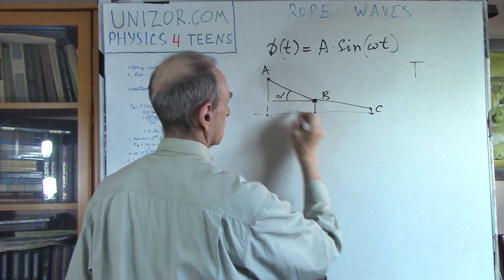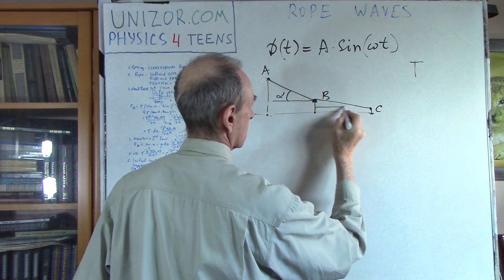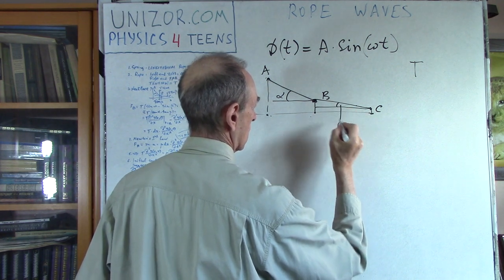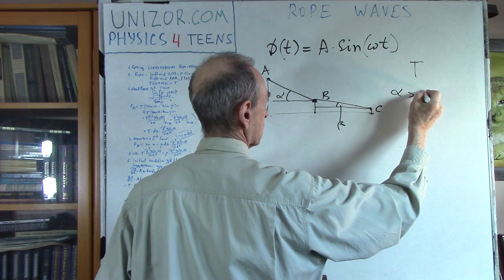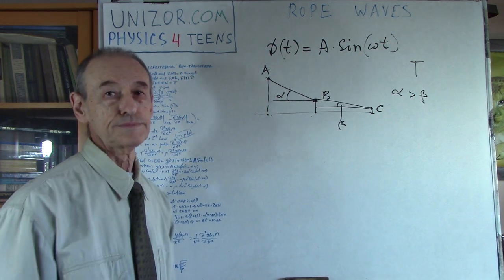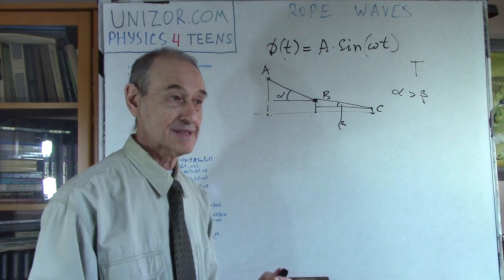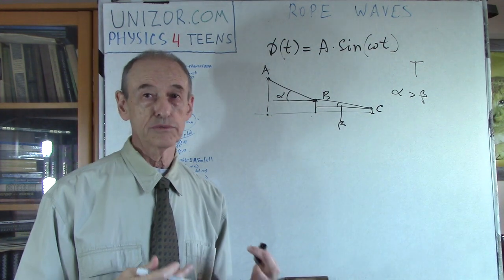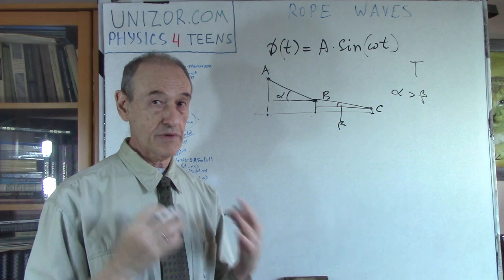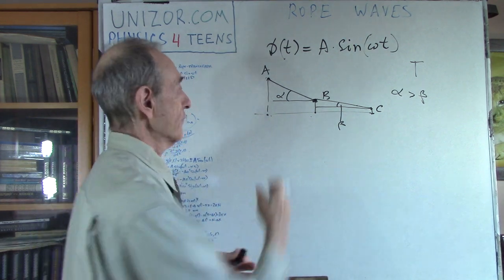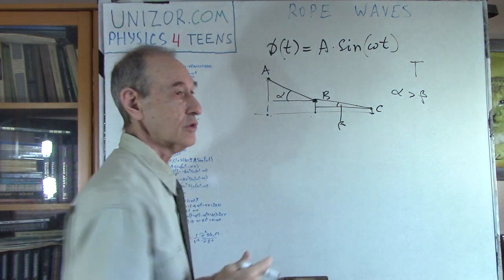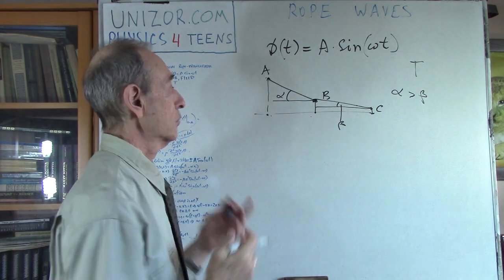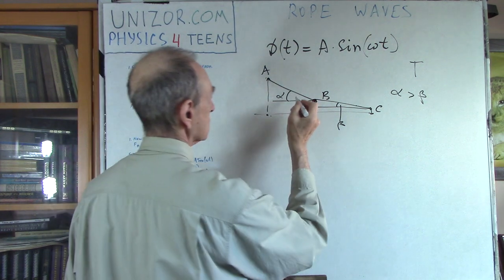If this is alpha, and this is beta, alpha is greater than beta. And that difference actually is the source of the movement for point B. That's very, very important to understand. The angles are not exactly the same, and that's why B moves up. Well, why? Now it's very easy to understand.